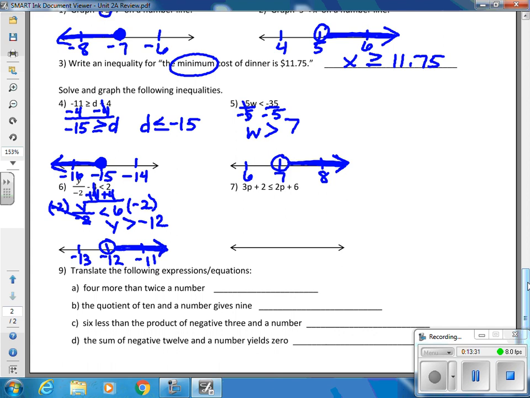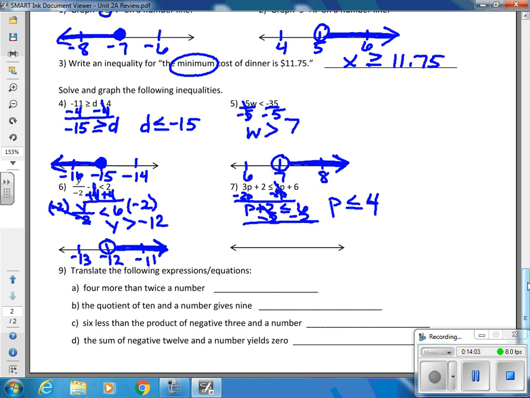Okay, for number 7, you'll notice there's variables on both sides, so do exactly what you do with equations. You're going to move the smaller one. The smaller one is 2p, so I need to subtract 2p from both sides. And that's your first move. You're going to have one more move after that. That's why this one's considered a two-step as well. All right, so 3p minus 2p is just 1p, plus 2 is less than or equal to 6. All right, to get the p by itself, you're going to have to subtract 2, and that leaves you with p is less than or equal to 4. Okay, you do not have to flip a sign because you did not multiply or divide by a negative.